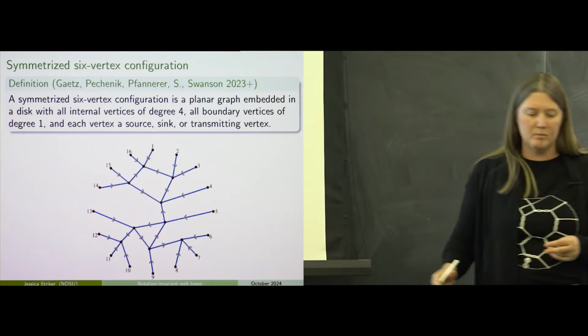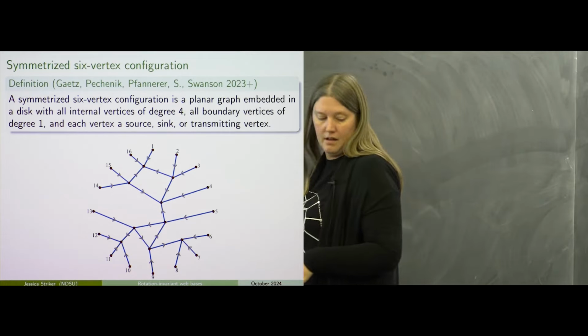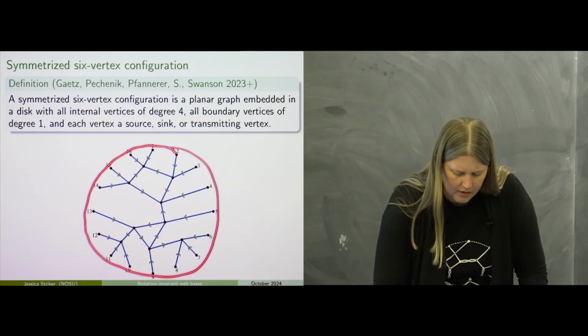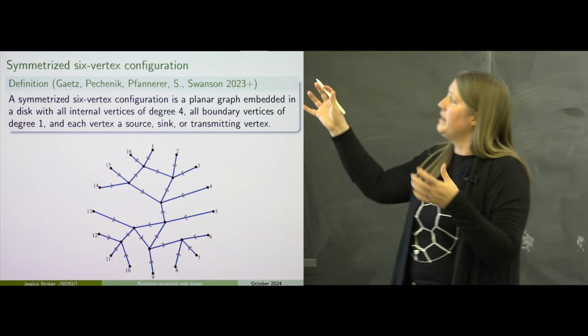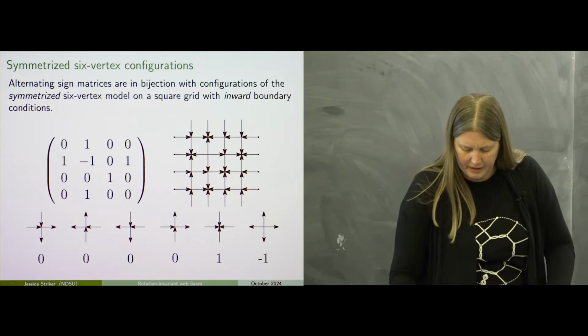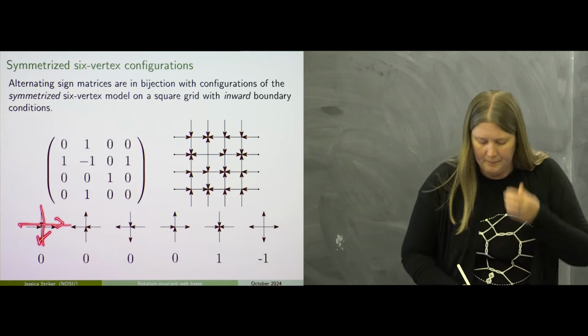So this is what we call a symmetrized 6-vertex configuration. It's a planar graph embedded in a disk. So we're imagining instead of being on a square, now we are on a circle, and all our exterior arrows are pointing in. And then each vertex has to be a source, a sink, or what we call a transmitting vertex, which is any of these kinds where things are going straight through in each direction.